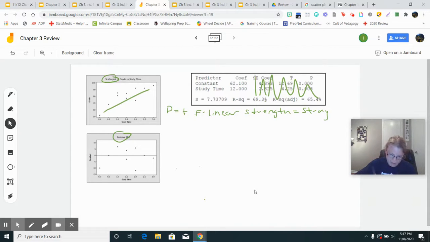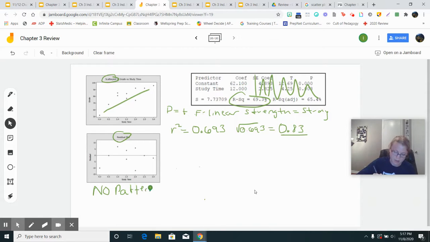Now, if I look at the computer output, I can square root. This is the R squared number, 69% or 0.693. I can square root that number to get my R value, which is going to be 0.83, which again tells me that's a pretty good R value. It's pretty close to 1. That would tell me it's a pretty strong relationship. Now, in terms of the residual plot, this has no pattern. So that means that data is probably linear. It looks pretty linear, but that'll back it up.